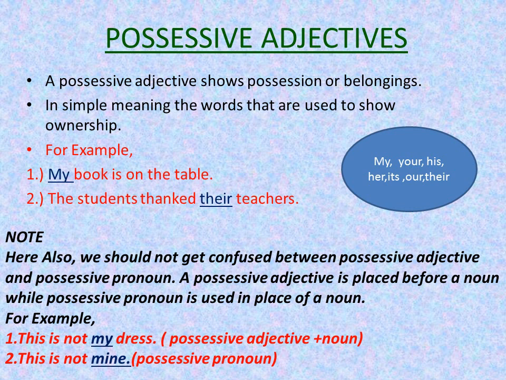Now here also we should not get confused between possessive adjective and possessive pronoun. A possessive adjective is placed before a noun, while possessive pronoun is used in place of a noun. For example, this is not my dress. Here it is a possessive adjective and then we have a noun. And in the second example, this is not mine. So here this is a simple possessive pronoun.